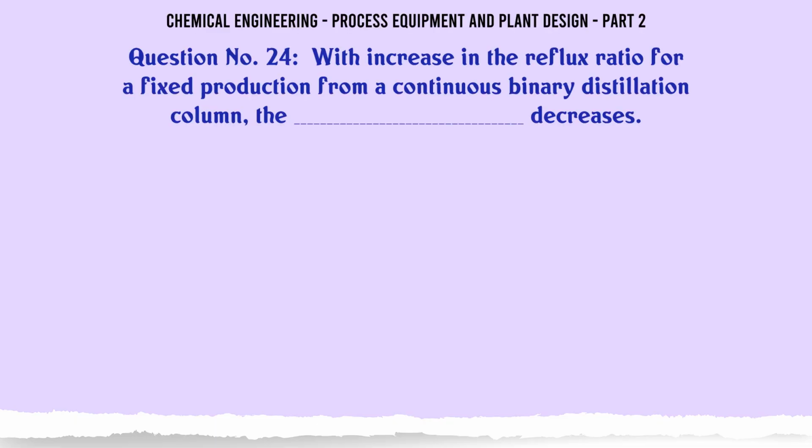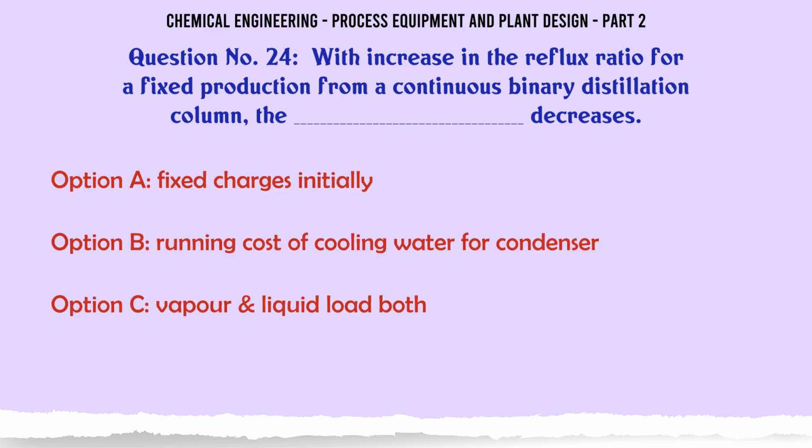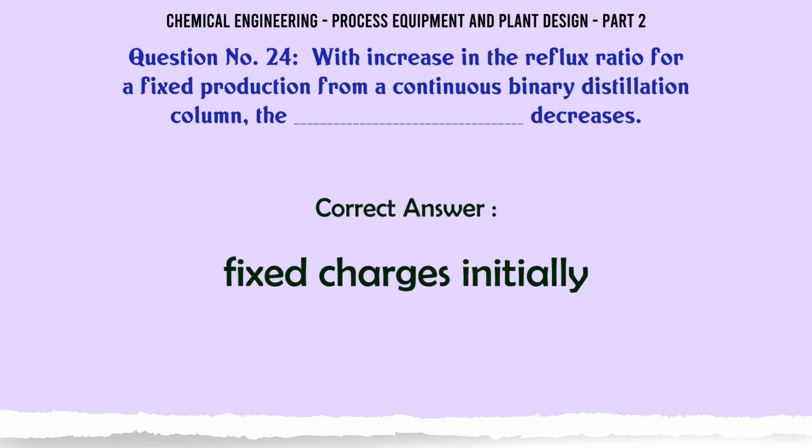With increase in the reflux ratio for a fixed production from a continuous binary distillation column, the decreases. A. Fixed charges initially. B. Running cost of cooling water for condenser. C. Vapour liquid load both. D. Running cost of steam for reboiler. The correct answer is fixed charges initially.